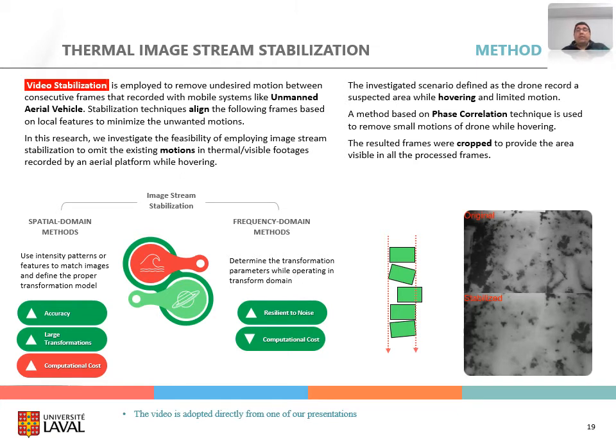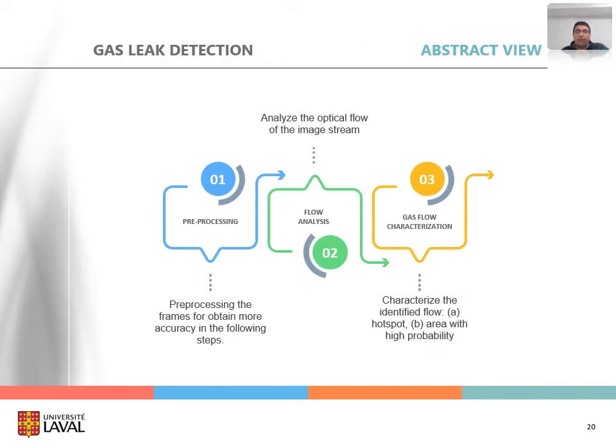The investigated scenario defined in this study is that the drone records the suspected area while hovering with limited motion. The method that we use for video stabilization is based on the phase correlation technique to remove small motions of the drone while hovering. The resulting frames were cropped to provide the area visible in all the processed frames. The gas leak detection method presented in this study has three main steps: pre-processing, flow analysis, and gas flow characterization.